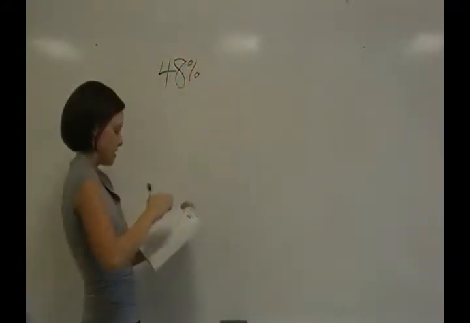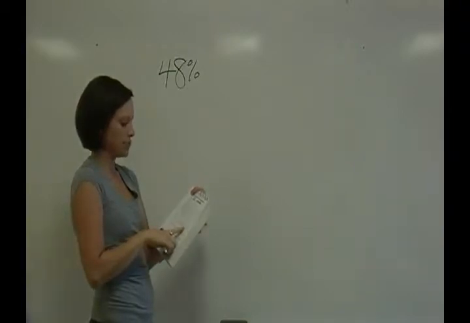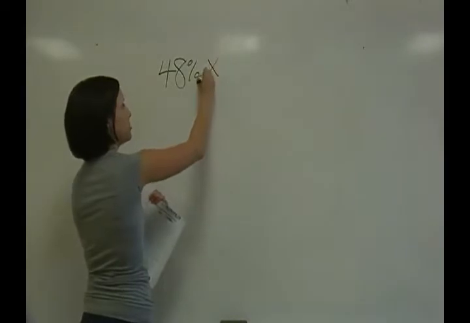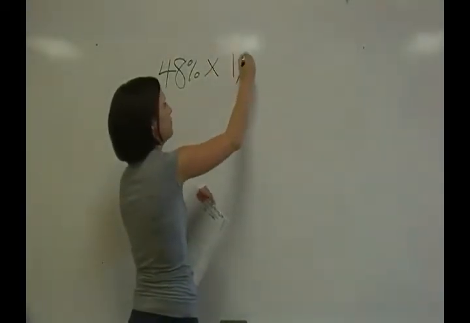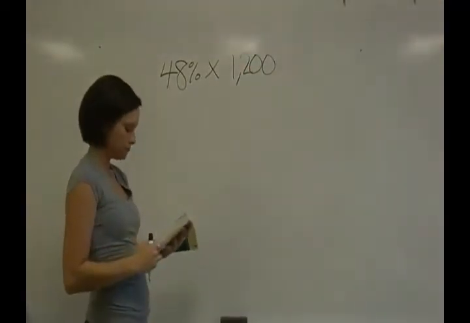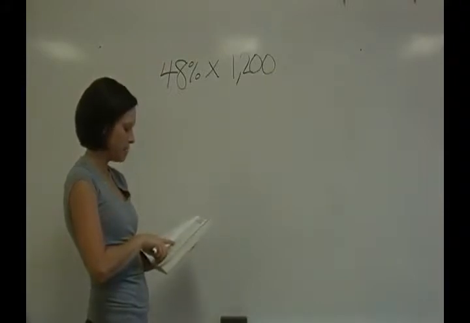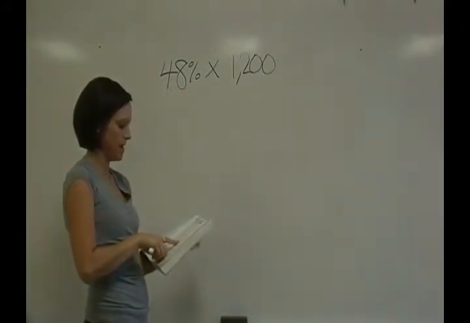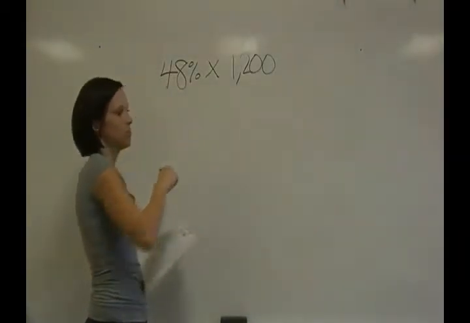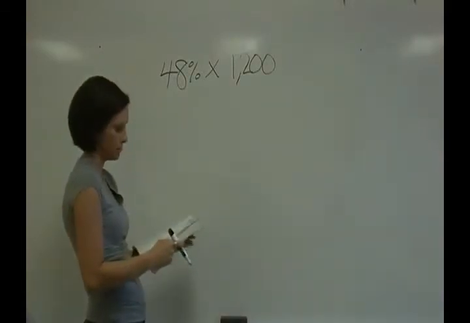48%. Our magic word of the 1,200 students at Central High are males. So of is multiplication, and there's 1,200 students at Central High. And they're saying that they're males. So the next line says, how many male students are there at Central High? So 48% of 1,200 is what we're going to do, and that will give us our answer as to how many males attend this high school.